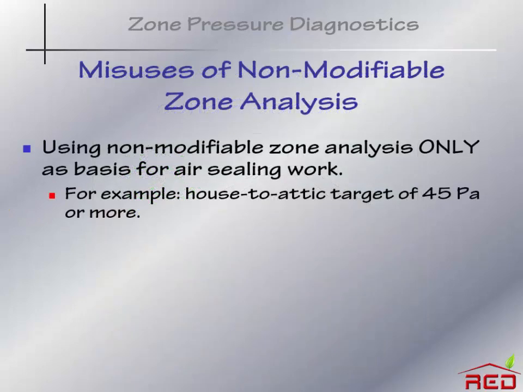As a reminder, non-modifiable zone analysis certainly has limitations. Using non-modifiable analysis only as a basis for air sealing work is not a good idea. I mentioned a program that used 45 pascals of pressure as proof that no air sealing work was needed between a house and an attic. Of course, as I hope I demonstrated, this is not a good idea.